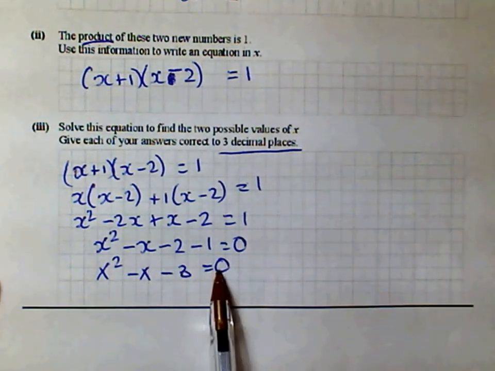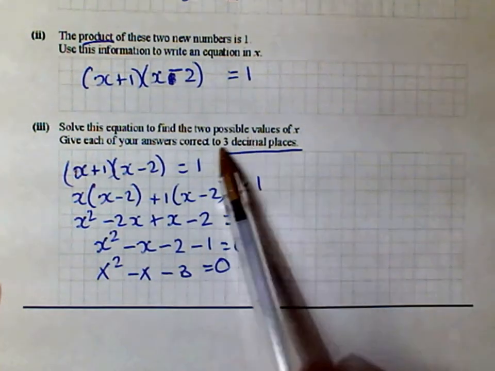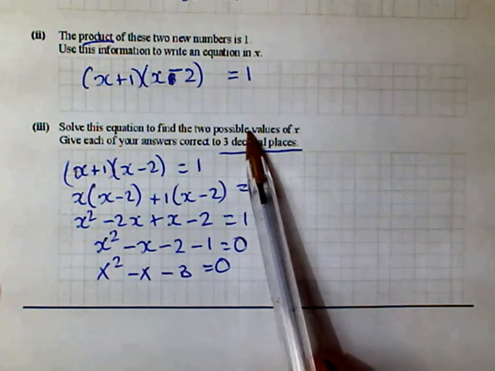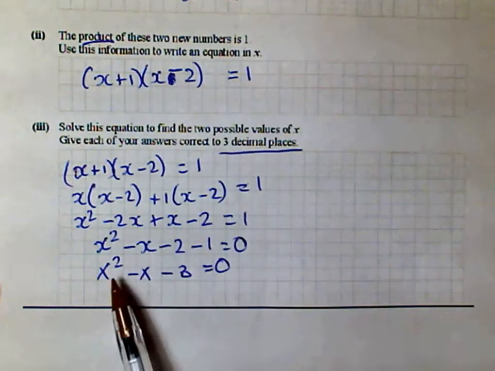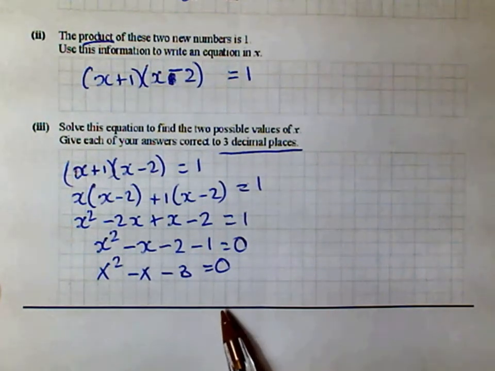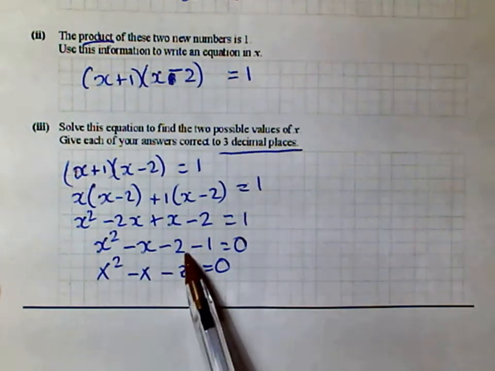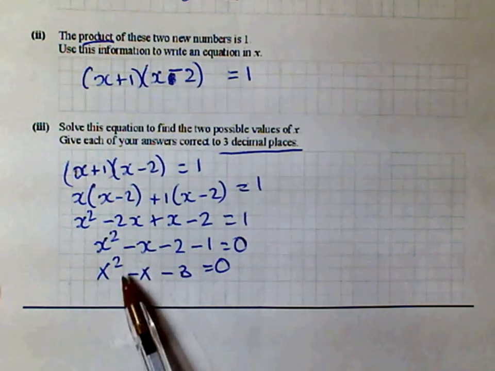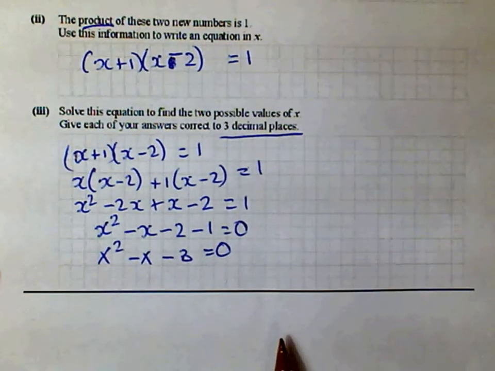Now we're left with a quadratic equation, and there's a giveaway in the question. It says give your answer correct to 3 decimal places. Now if you look, when you try to factorize this, it's not easy to factorize with the two brackets, to find two numbers to multiply together to give you minus 3 and add or subtract to give you minus 1. So you use the quadratic formula.